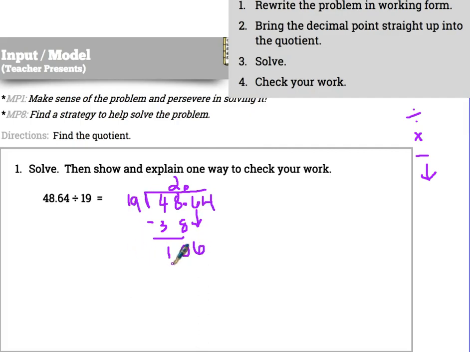And 19 is going to go into 106. Well, again, if I estimate, 20 would go into 106 5 times. Okay? Now I'm going to actually multiply back, not just estimate. 5 times 9 is 45. Carry the 4. 5 times 1 is 5, plus 4 more is 9. And I'm going to subtract. 10 subtract 9 is going to be 1. And I'm going to bring down the 4.